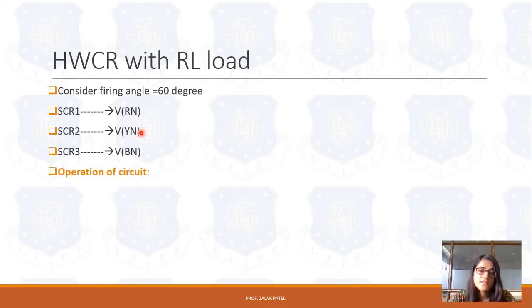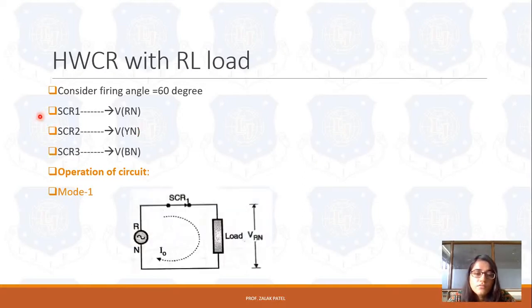So let's see the operation of the circuit in mode 1. Now this complete operation is divided into 3 modes depending upon the ON operation of the SCR. Means if SCR1 is on, then it will operate in mode 1. If SCR2 is on, then it will operate in mode 2. Same way, if SCR3 is on, then it will operate in mode 3.